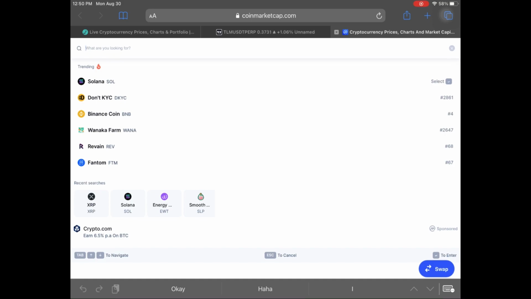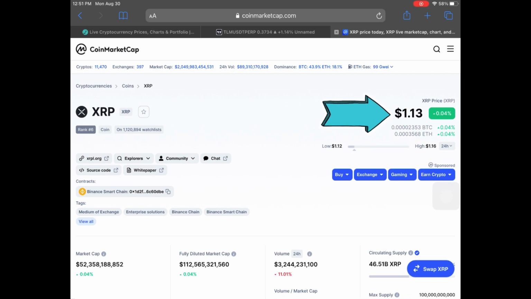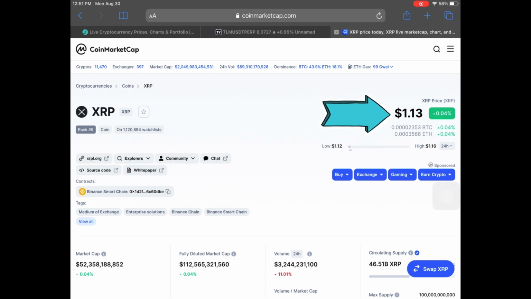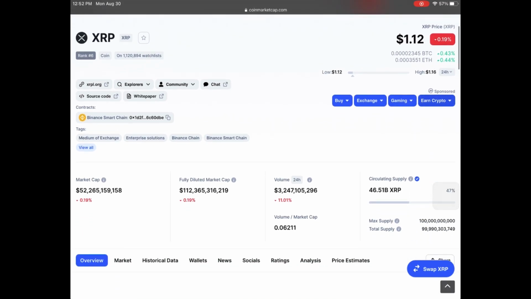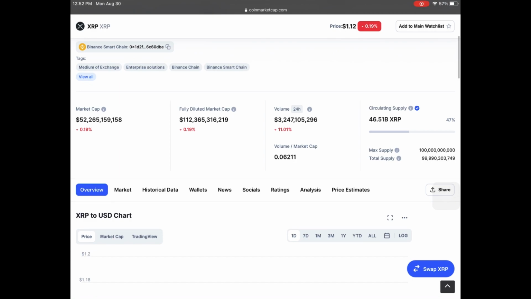So let's say XRP. So this is the current price of XRP. The price is the amount you need in order for you to purchase this coin. So for XRP, in order for you to buy 1 XRP, you need to have 1.13 USD. Then, if you scroll down, dito makikita mo yung iba pang terms.